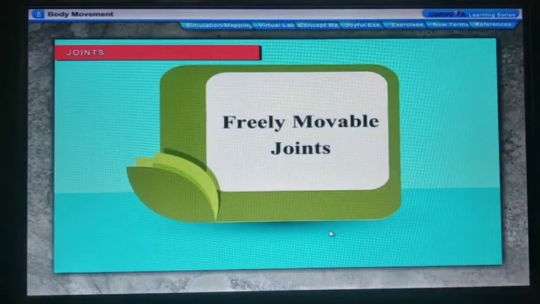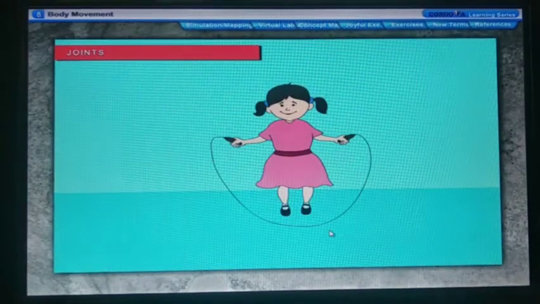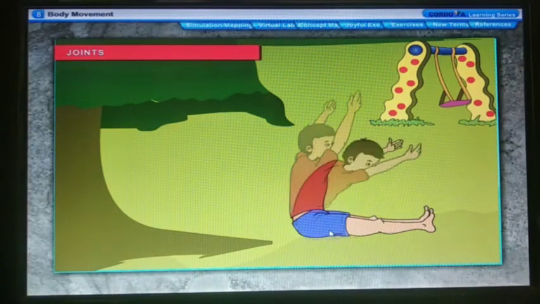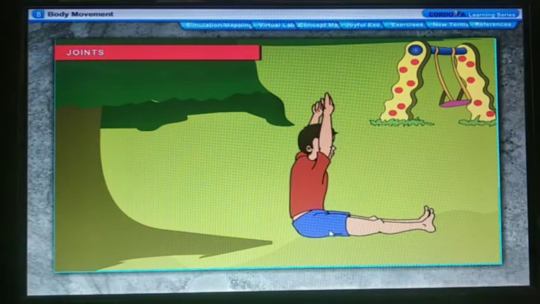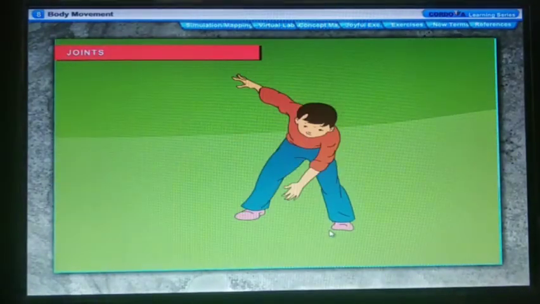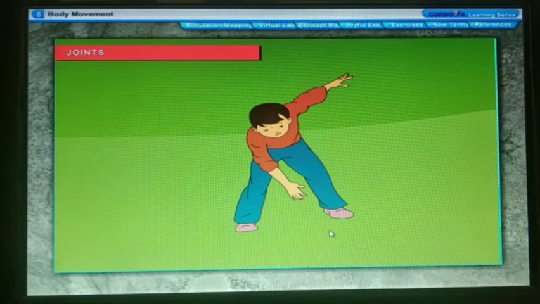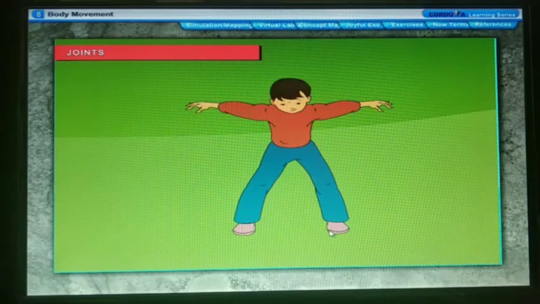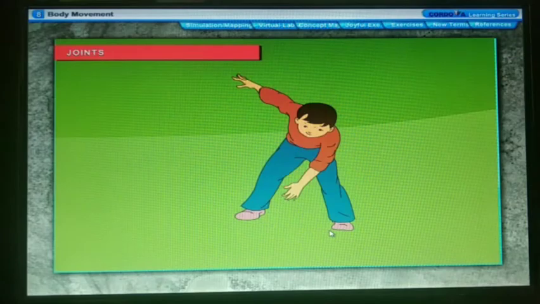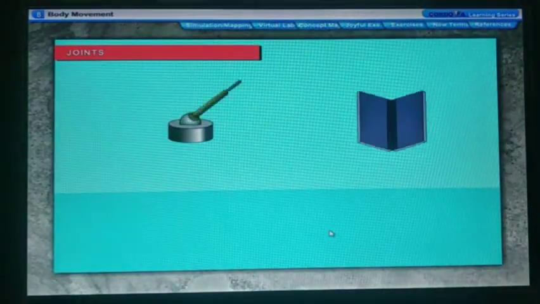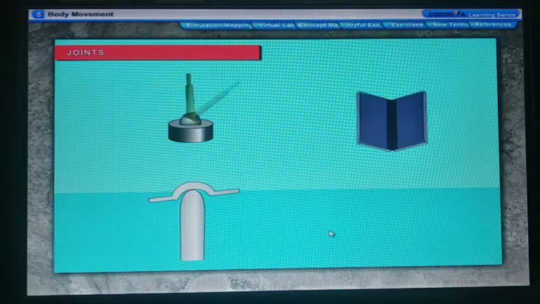Freely movable joints. Most of the joints in the human body are freely movable. These joints allow free movement of bones in various directions. Movable joints can be further classified into the following four different types, depending on the type and extent of movement they allow: ball and socket joints, hinge joints, pivot joints, gliding joints.